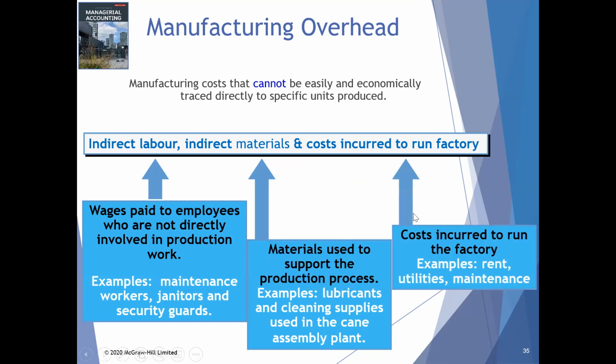Now we can say the cost incurred to run the factory, for example, rent of the building, water bill, electricity bill, gas bills. All that comes under utilities and maintenance. So that will be the cost incurred to run the factory.